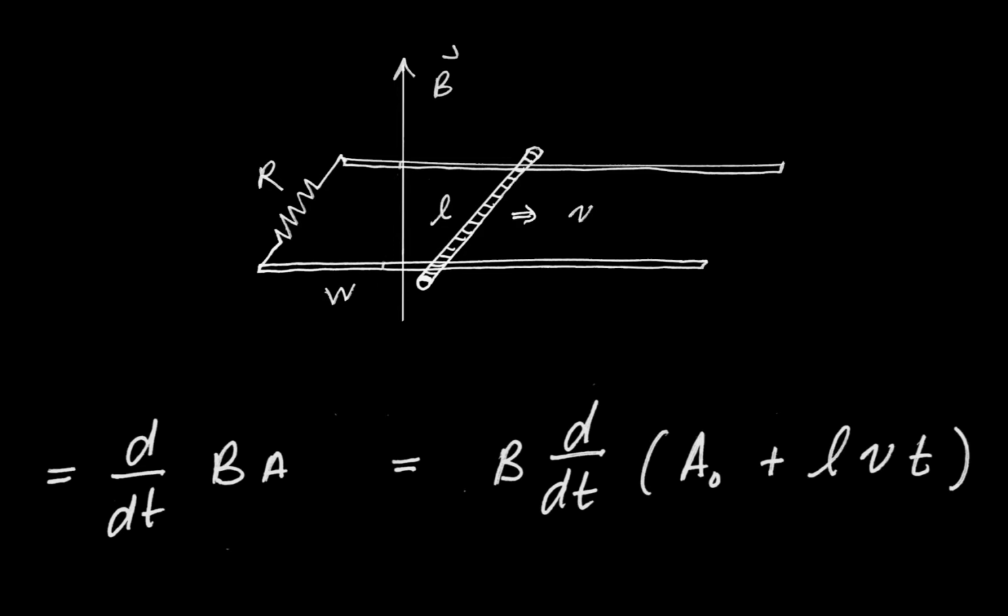So now I have the area with explicit time dependence, and I'll plug that in down here. This is the magnetic field multiplied by the derivative with respect to time of the initial width plus the velocity multiplied by time, all times L. Well, look, that's a very easy derivative to take. Do you want me to multiply that L through? I don't want to. The derivative with respect to time of the initial width is 0. The derivative with respect to time of vt is v.